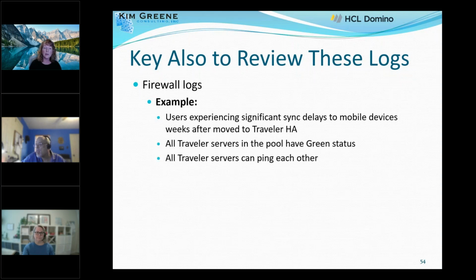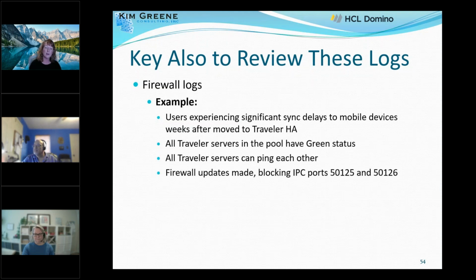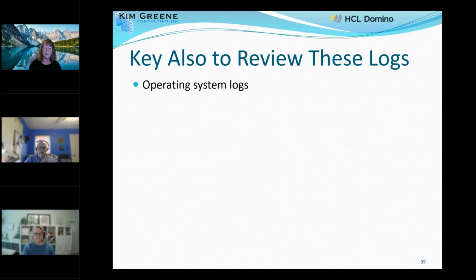So we went ahead and connected in, checked the Traveler servers themselves. Everything looked good. The Traveler servers had a green status, didn't have any resource issues. The Traveler servers could reach each other. There weren't any connectivity issues there. We continued to dig and ask questions, and we said, hey, we need to get the firewall team involved, and we found out that they actually made some updates and they're blocking critical ports. So it's really important to examine everything, not just the Domino logs themselves.